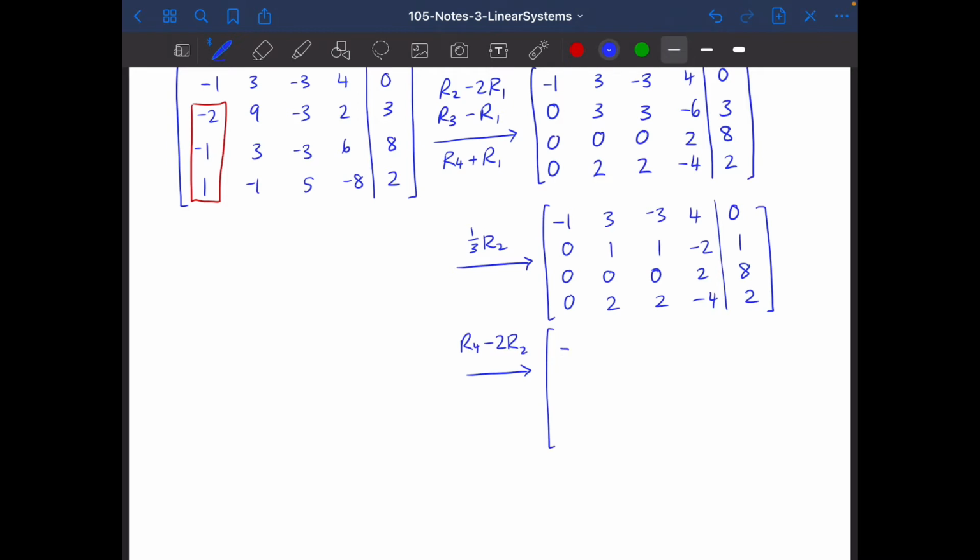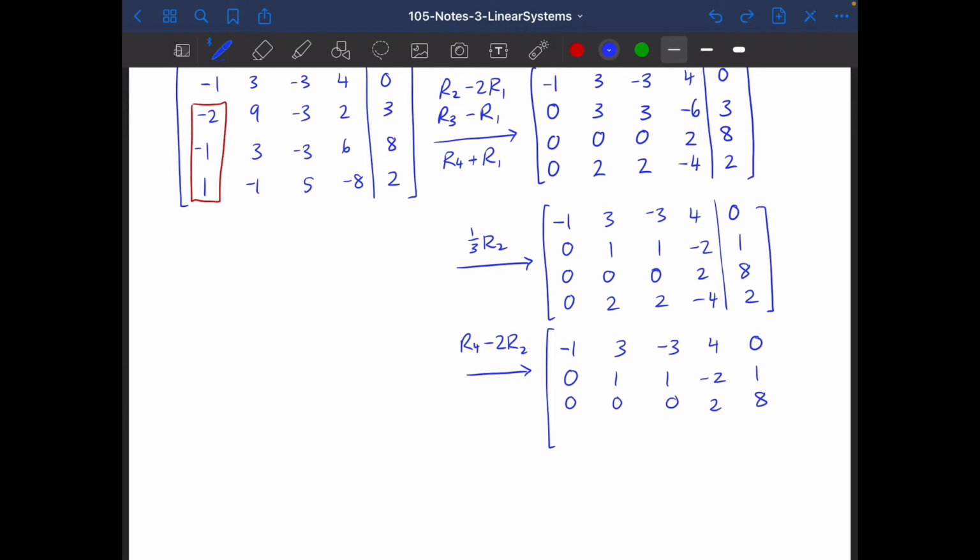So in the first row, I still have -1, 3, -3, 4, 0. In the second row, I still have 0, 1, 1, -2, 1. Third row, 0, 0, 0, 2, 8. The only row that's changing here is the fourth row.